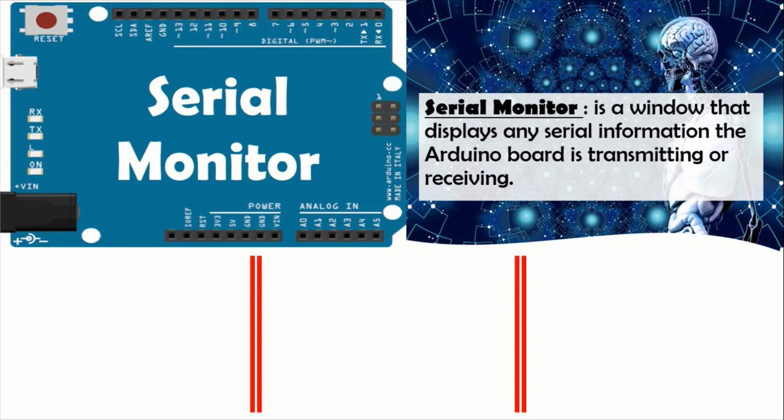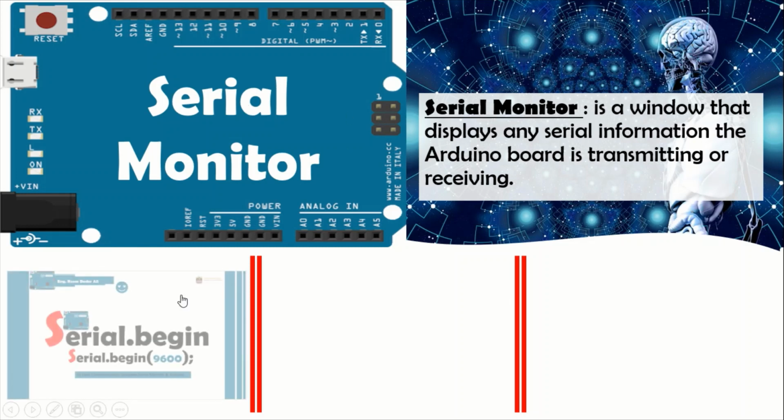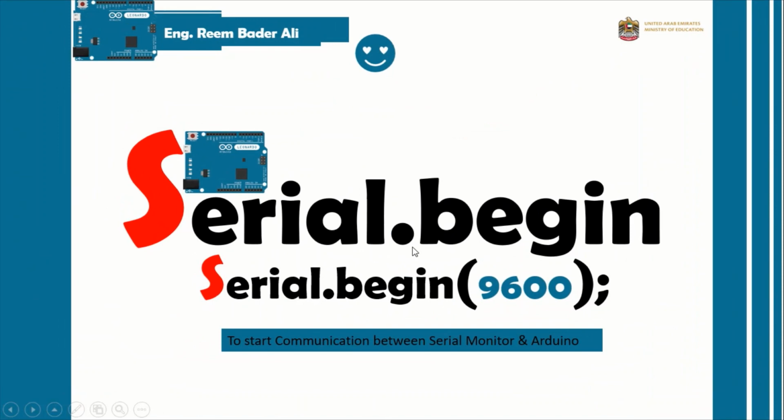We can initialize the serial communication by using the Serial.begin command. From its name, begin, that means you will start the communication between the serial monitor and the Arduino. And the 9600 here represents the speed, the number of bits per second.